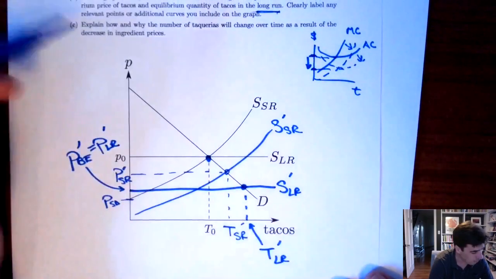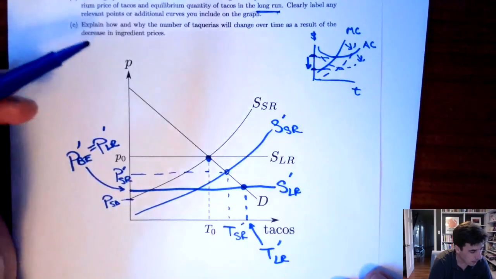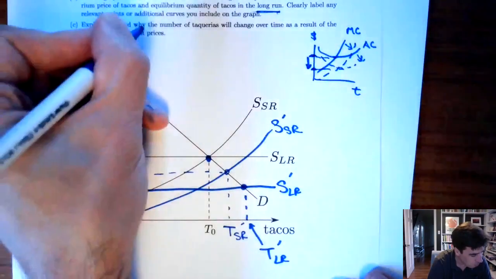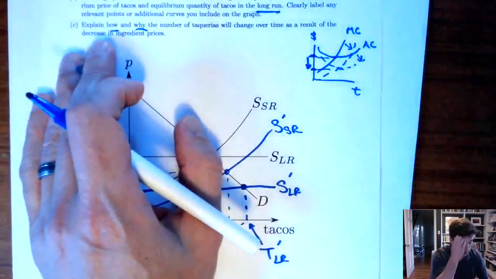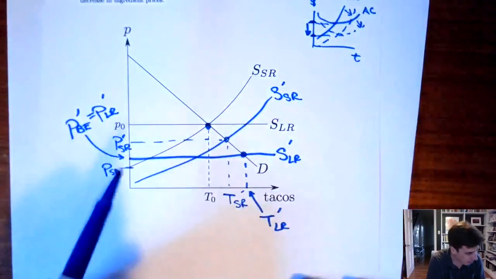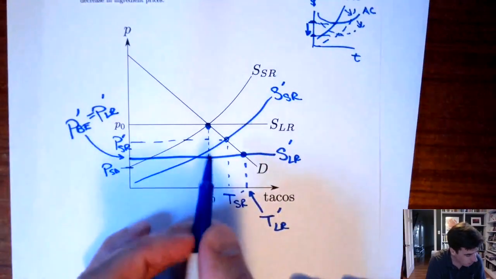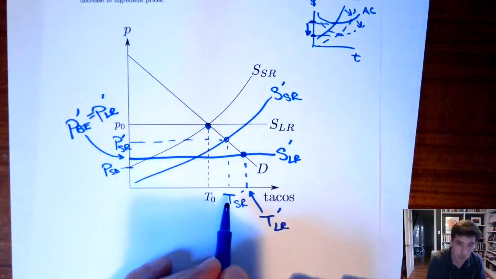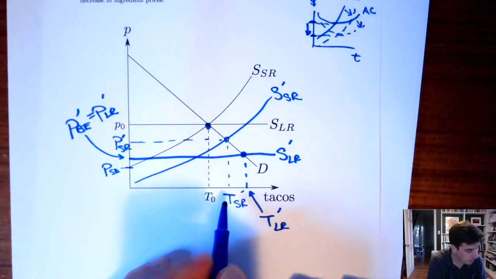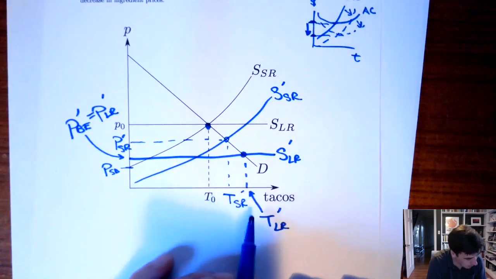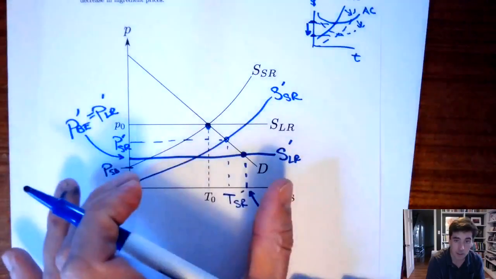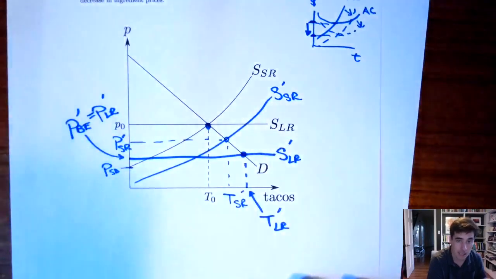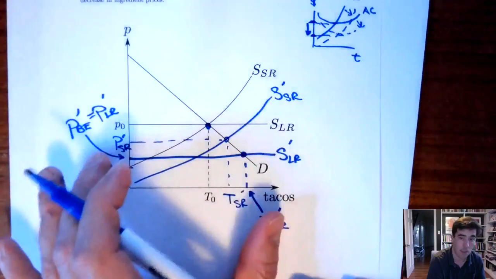So finally we have part C. Explain how, and why, the number of taquerias will change over time as a result of the decreasing ingredient prices. So my graph is already telling me how, right? We know from our graph that the short run number of tacos is going to increase, and we also know that in the long run, we're going to reach an even larger number of tacos, given the way I've drawn things here, right? So I want to answer consistent with the way I've drawn my graph.